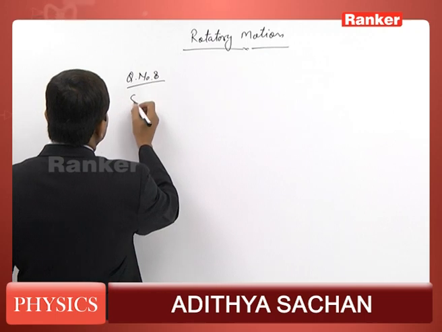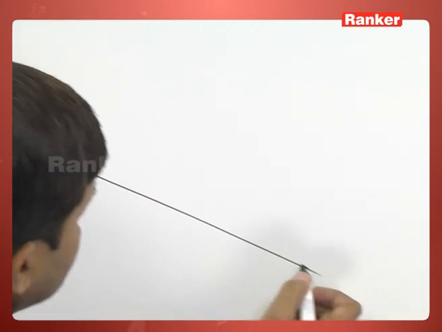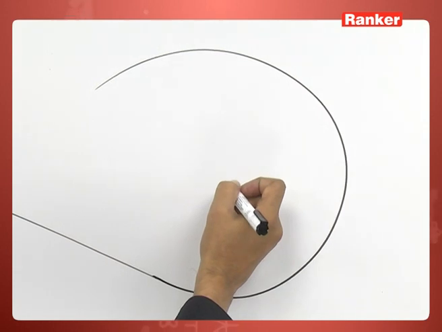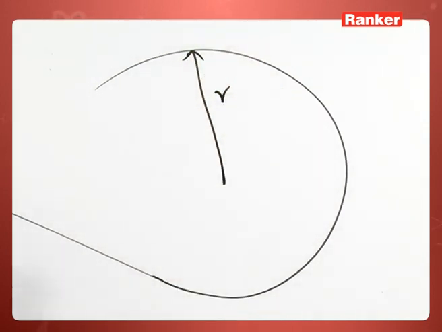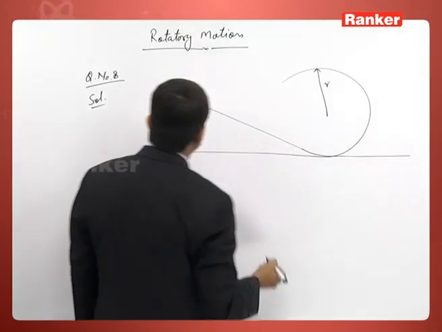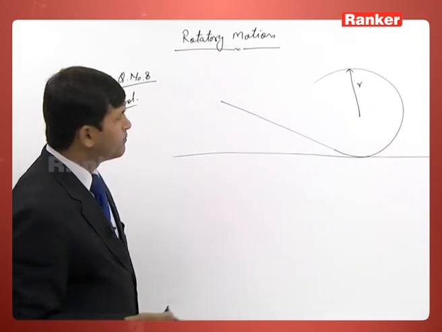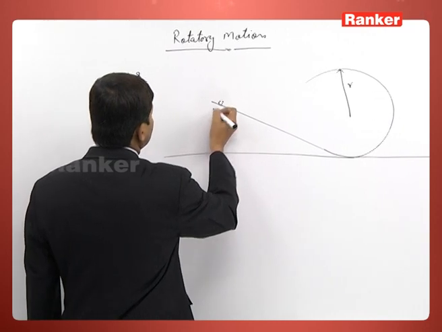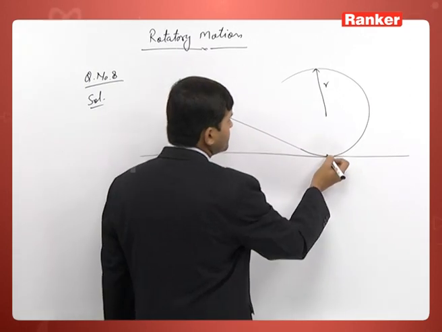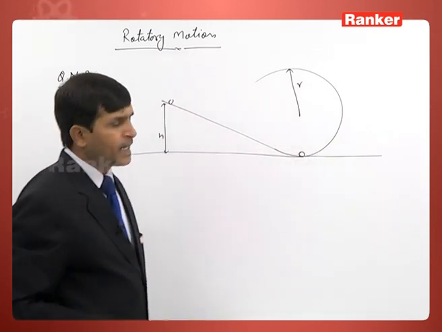So first of all, understanding of the question. This is your inclined plane, and this inclined plane converts in the form of a loop of radius r. Now they are asking what could be the height from where the particle should be released. Let the particle be released from height h so that it can complete the cycle.